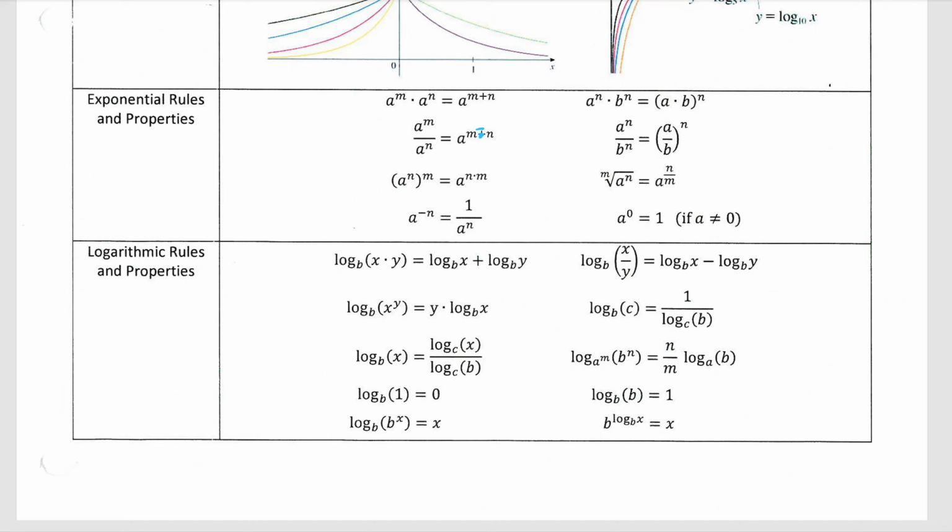a to the m to the n is a to the n times m. a to the n and then to the 1 over m is a to the n over m. So the m root actually becomes the denominator in the exponent. a to the minus n is 1 over a to the n. a to the 0 is 1 if a is not 0. But actually 0 to the 0 is defined to be 1. So this is also true when a is 0. Okay?